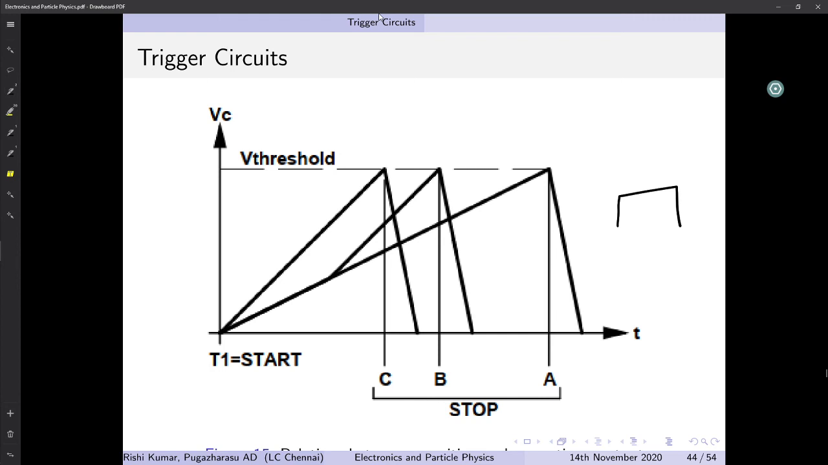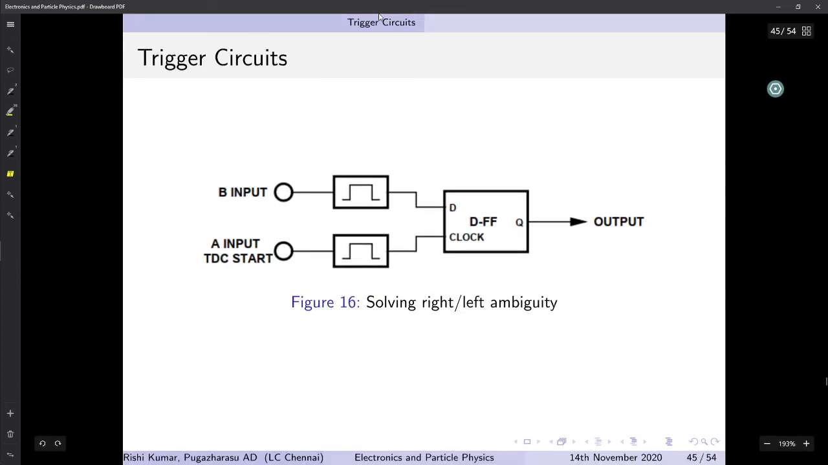So what you do is you sample with the start of the signal, so you get the status of the other input as well. And if input B arrives before input A, the output is active here in this region. Therefore, the particle is on the right side, and again, it's simply solved by the timing.